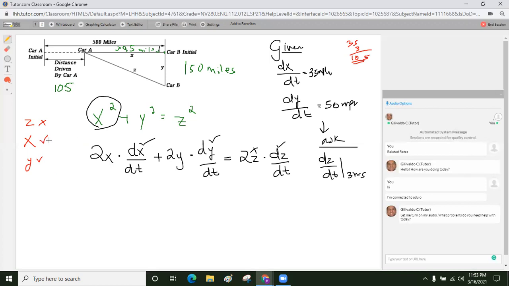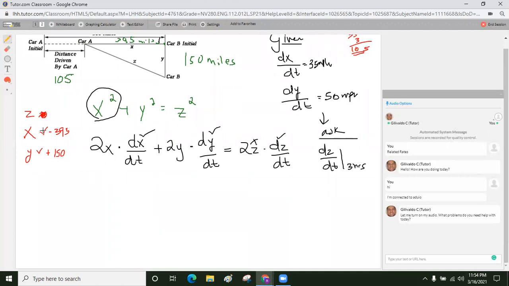Okay. So I guess what you're trying to say is that after 3 hours, it has traveled negative 105 miles, but that is just a portion of the 500 miles that was between car A and car B, and so my real length between car B and car A is 395. That's right. Okay, and I think we agreed that Y was 150. That's right. So it seems like Z is really the only thing that I don't have. Yeah, and X should not be negative, but it should be a positive 395.